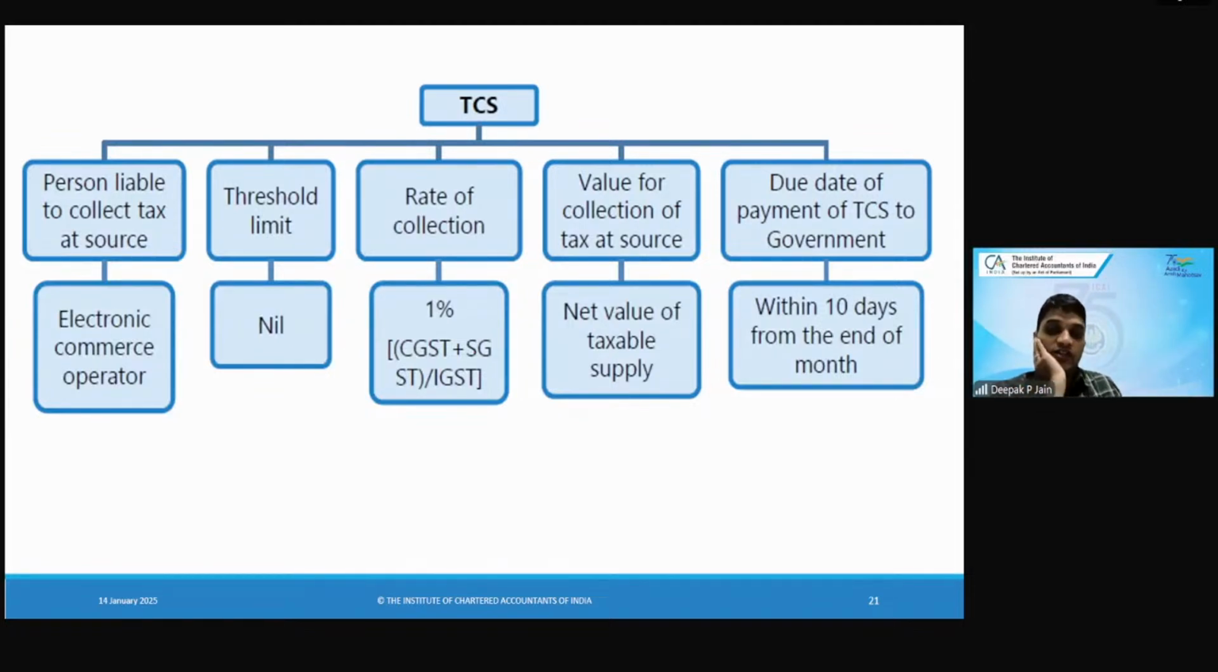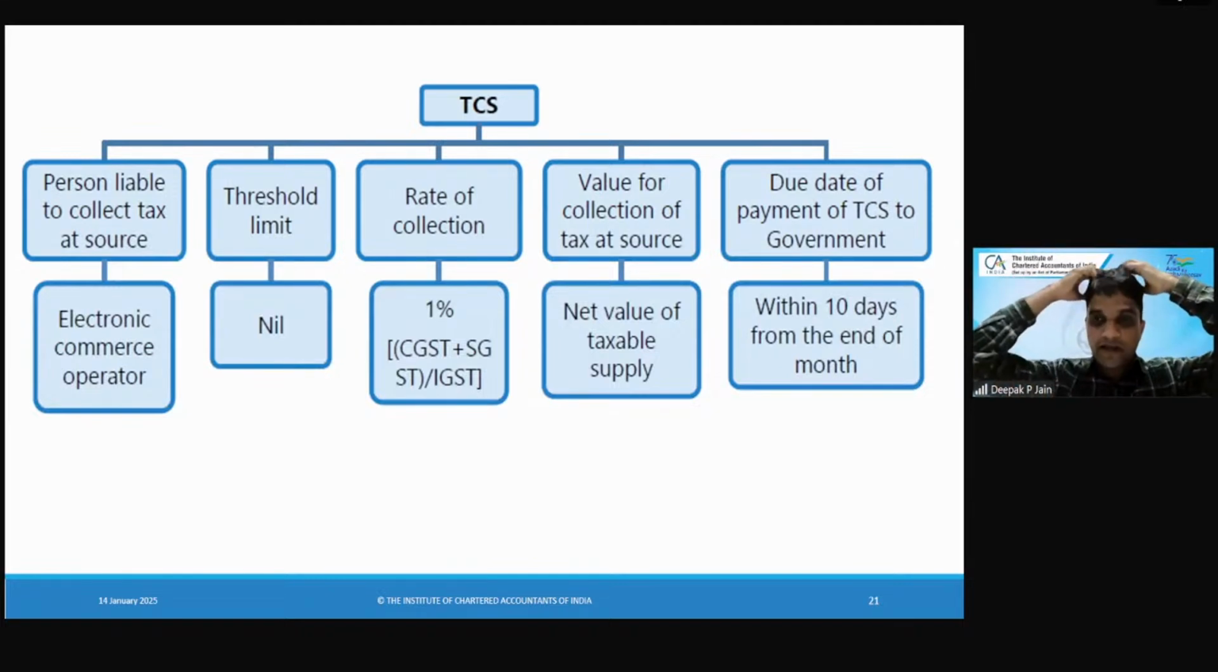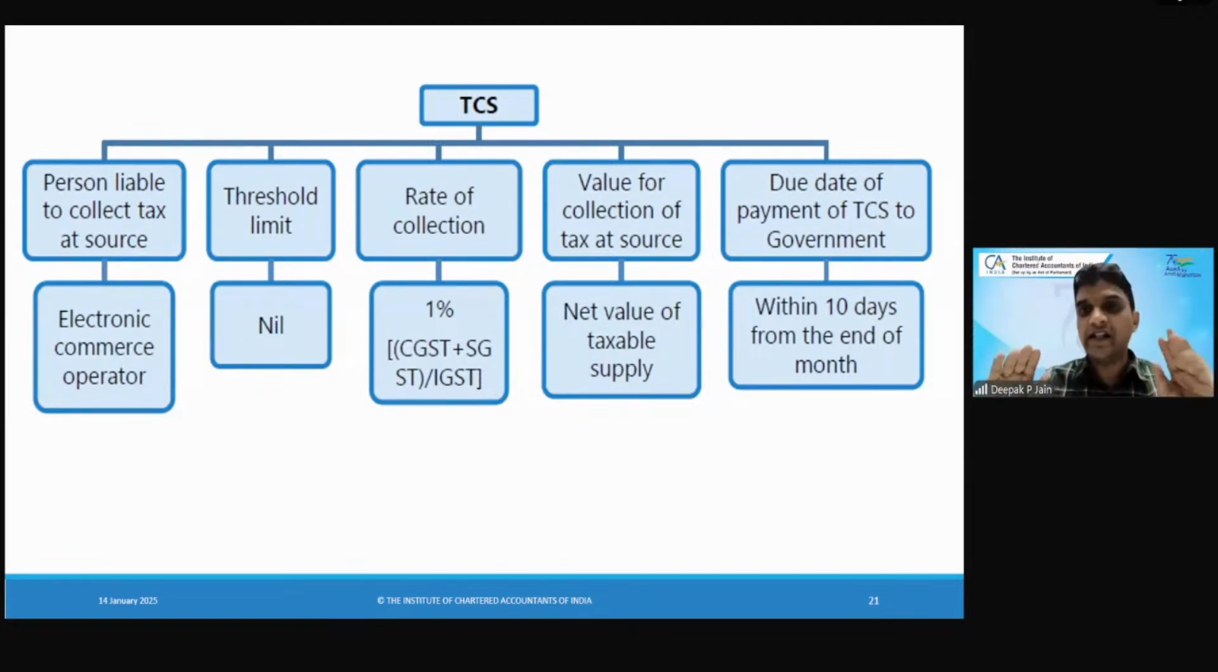What is the value of collection of tax at source? Net value. Correct. So the net value of supply, that is sales minus returns, will be the value on which you do the collection. Again, the due date for TCS, the payment to the government, is by the 10th from the end of the month. Okay. TCS was very small. TDS was very lengthy. Any questions on TDS and TCS?